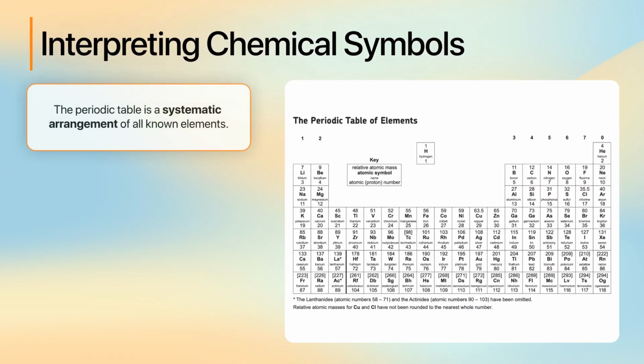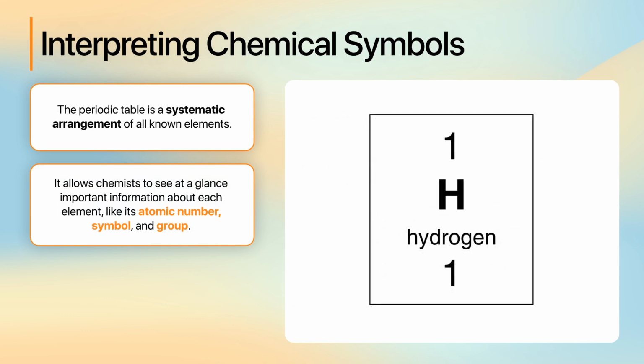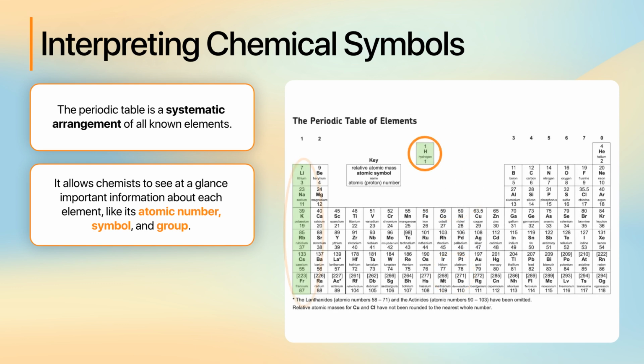The periodic table is a systematic arrangement of all known elements. This is the one that you will be given in your GCSE exam. It allows chemists to see at a glance important information about each element, like its atomic number, symbol, and group. In this case, hydrogen is in group 1 of the periodic table. There are just over 100 elements.